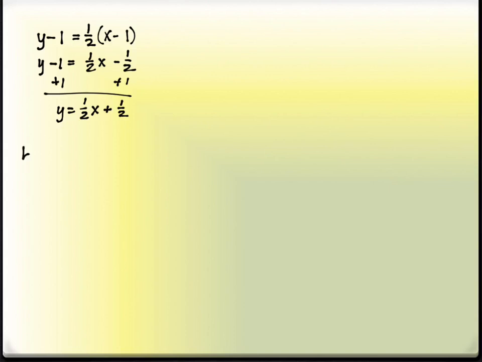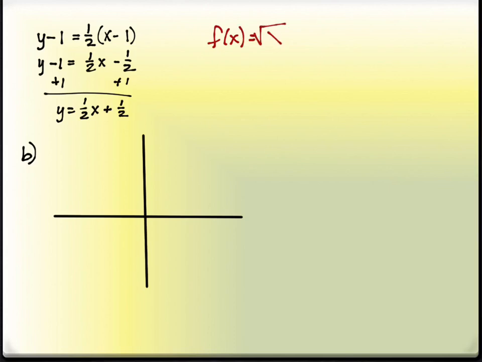So we need to do part B. Part B is going to involve us graphing this thing, okay? So go ahead and grab your calculator. There are 2 equations we're going to put into the calculator: the original equation we were given, which was f of x equals square root of x. This one we'll put in as y1. And then y2 we'll put in the equation we just found, 1/2 x plus 1/2. Those are the 2 equations we're going to put in.